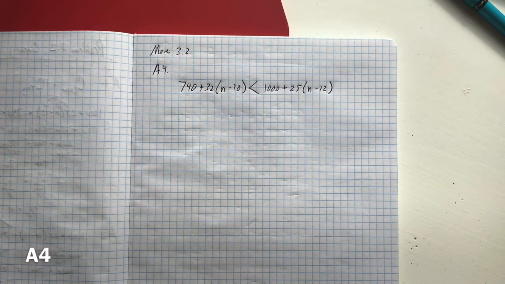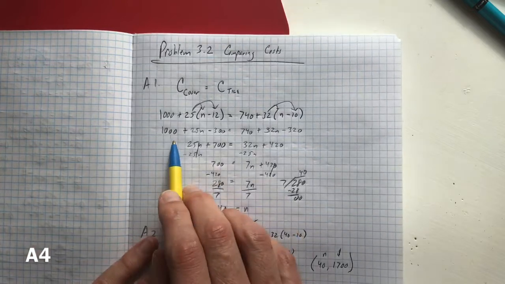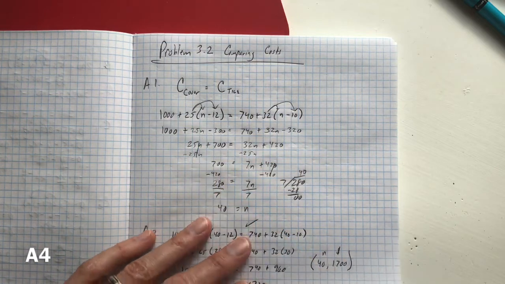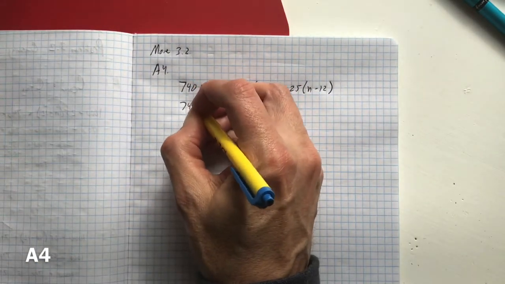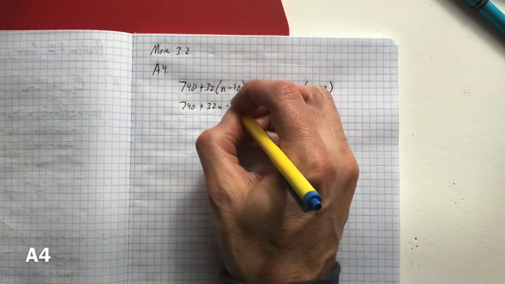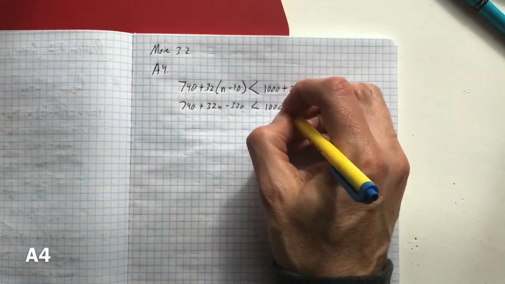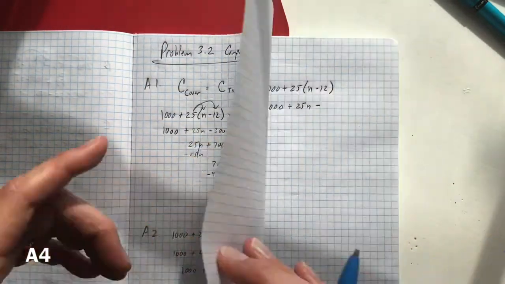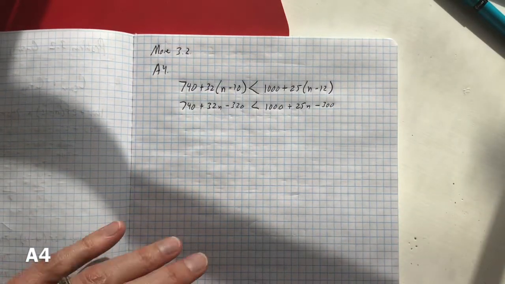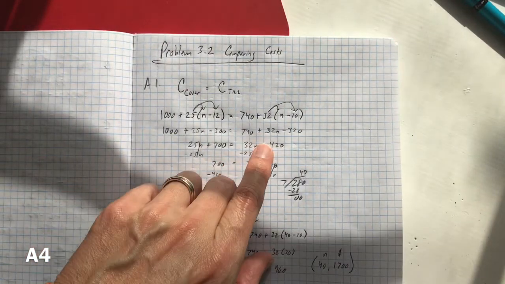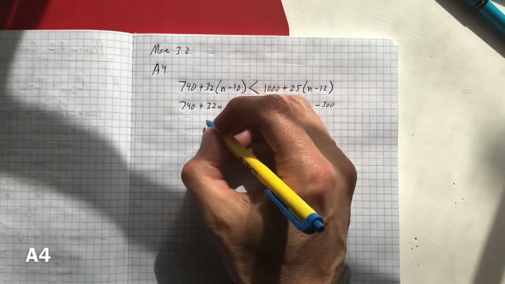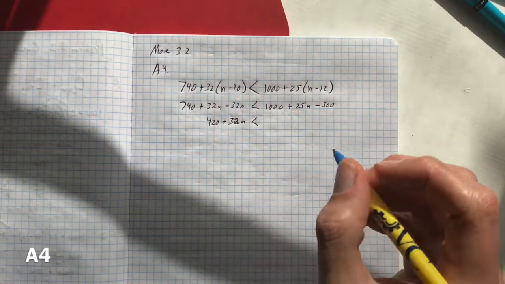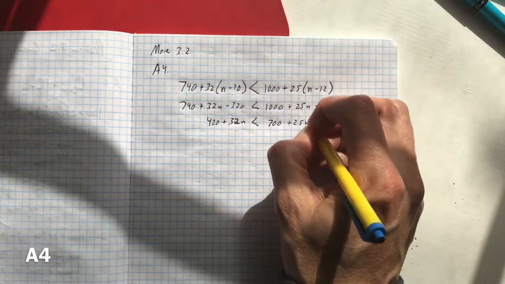Now we're going to do the exact same work that we went through to solve this. If you want to take some shortcuts, you can see that we did some of that distribution back in A1, so I'm going to bring some of those pieces in to simplify, but I'll still not cut too many corners. So 740 plus 32n minus 320 is going to be less than 1,000 plus 25n minus 300, remembering that 25 times 12 was 300. Continuing to simplify, 740 minus 320 was 420. So 420 plus 32n is going to be less than 700 plus 25n.